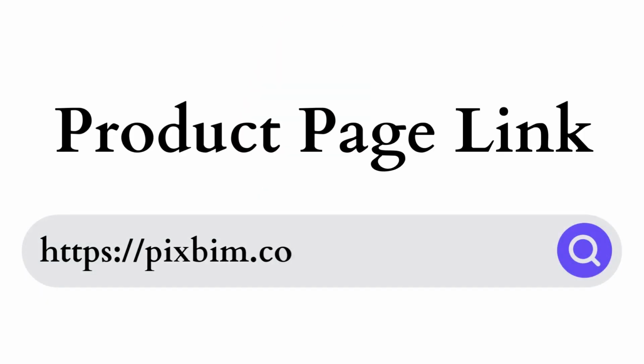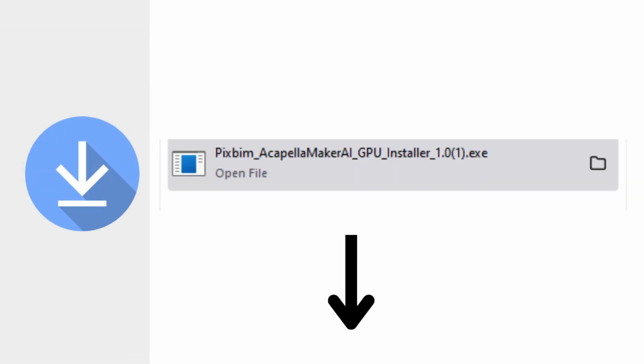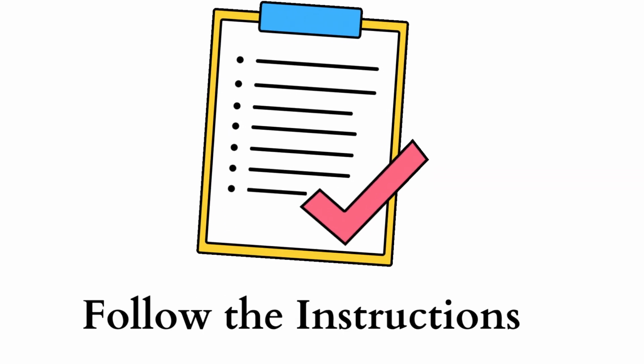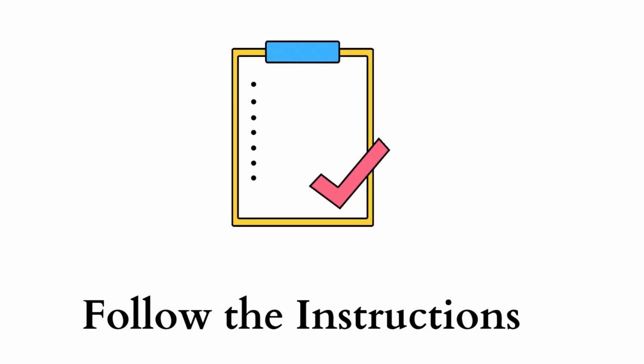Let's get started. Download and install Pixbim Acapella Maker AI on your laptop or desktop. You can find the download link in the description below. Follow the on-screen instructions to complete the installation.